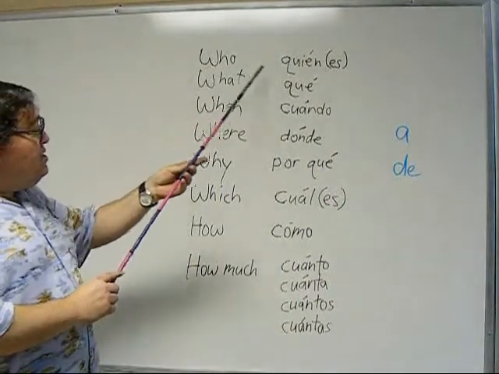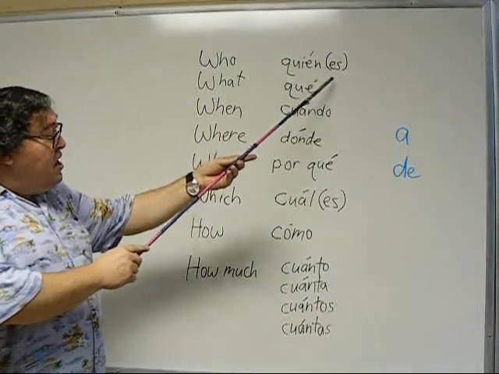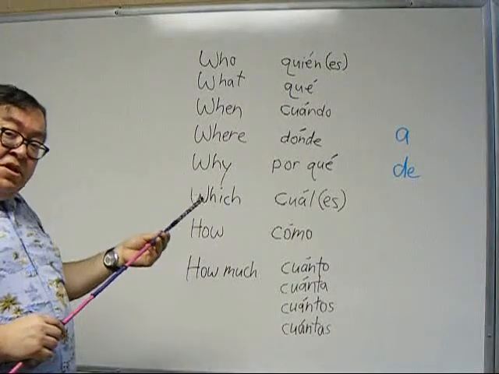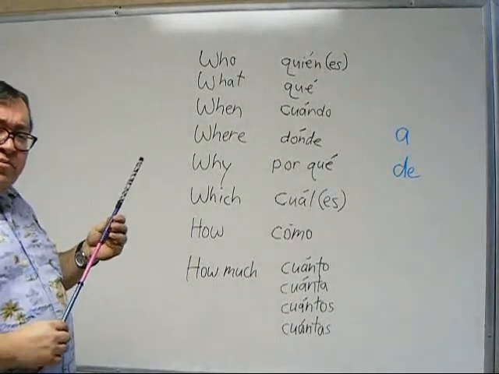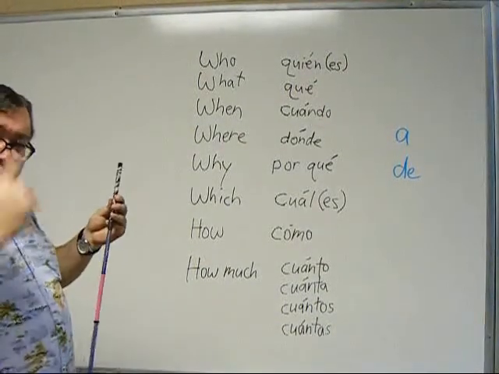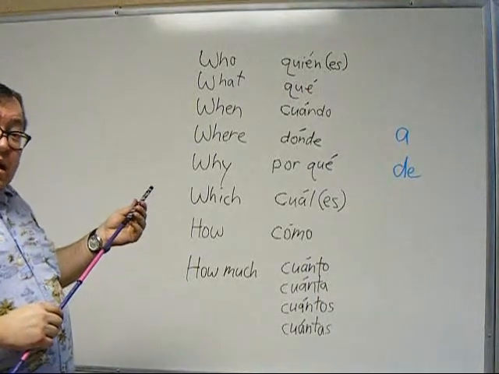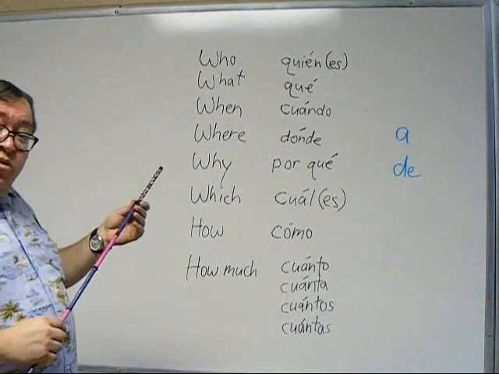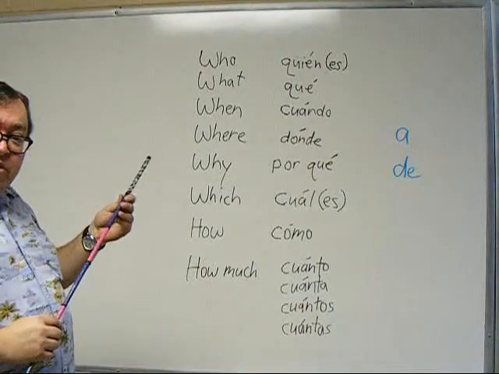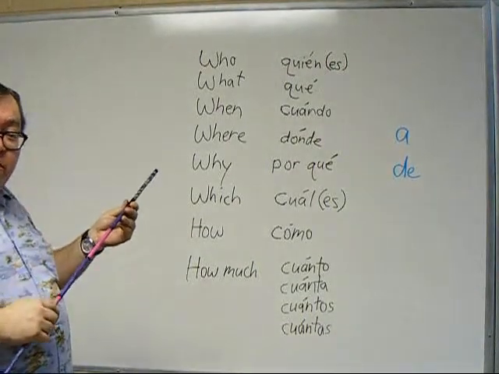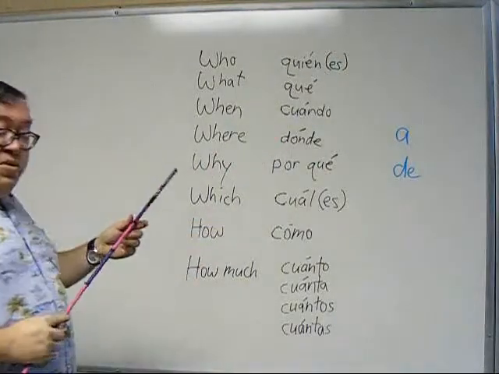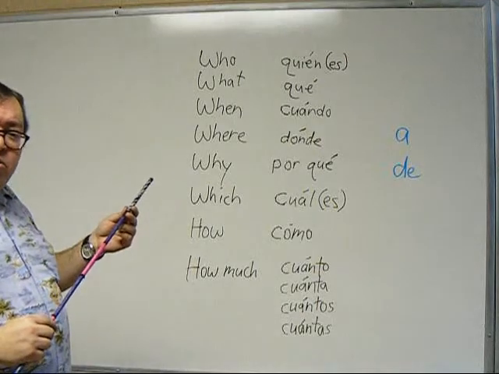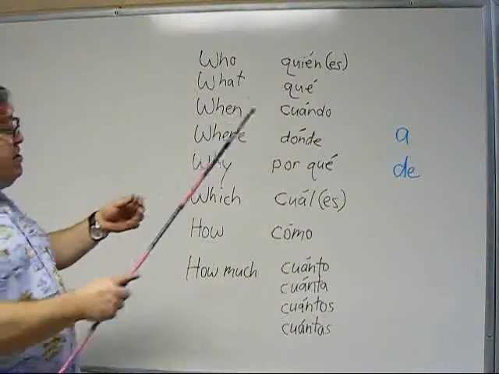First, the word for who is quién. And notice that I have parentheses and an es after it. That's because in Spanish you have both a singular who and a plural who. If I want to ask who your mother is, that's just one person. So I would say, ¿Quién es tu mamá? Who is your mama? But if I want to say, who are your parents? Now I'm talking about two people. That's more than one. So I have this plural with the es on the end. ¿Quiénes son tus padres? Who are your parents? Okay, that's the word for who.